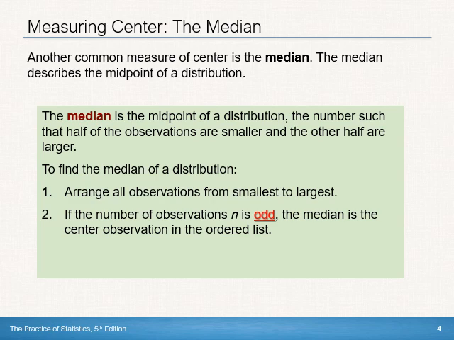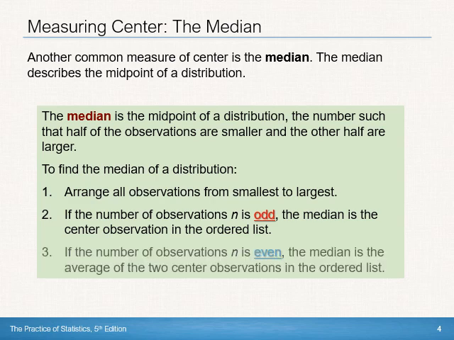Now, there's a middle value if there's an odd number of data values. Then that means there will be a middle value. If there's an even number of data values, then there is no middle value, and so we take the average or mean of the two most middle, or the two center, values. We'll go through an example.